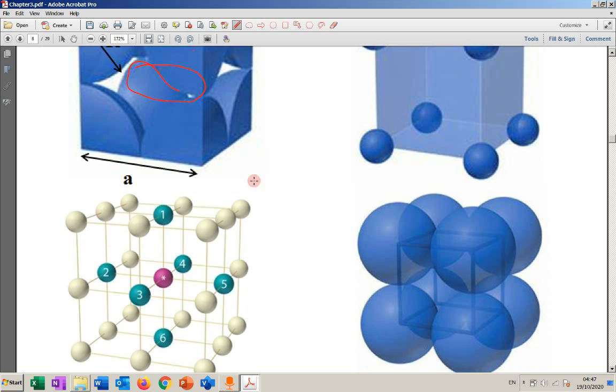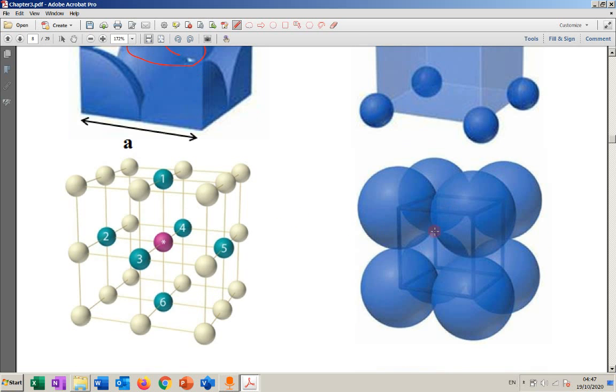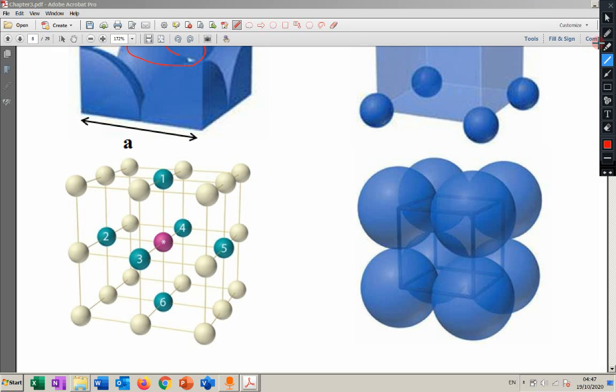So we have different ways to imagine this crystal structure. Now we're not going to use this one. We're not going to represent the crystal unit cell in this manner for our calculation, but this is how it looks like: one atom at each corner of the cube that we have.